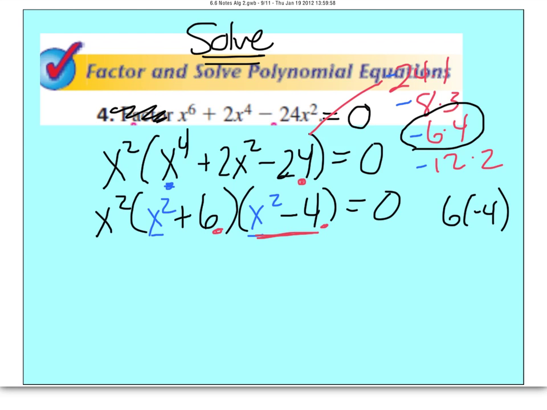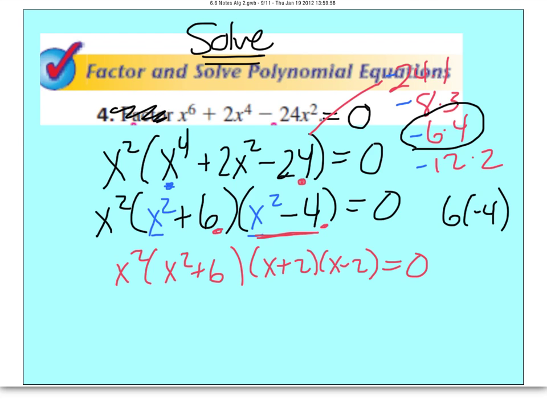I am going to factor this 1 here further. X squared minus 4 is the same as x plus 2, x minus 2. And then I still have x squared plus 6 and x squared. Now it's factored as far as I can go. What I'm going to do is take the factors, this one, this, and that, set it equal to 0, and solve. Get this one, and these last 2 will be pretty quick.